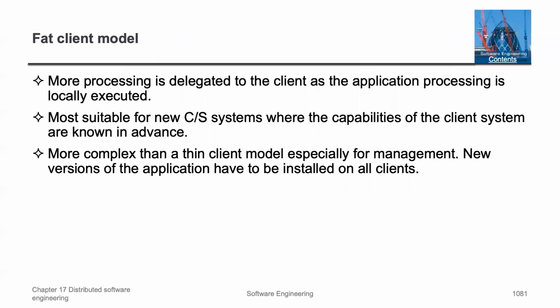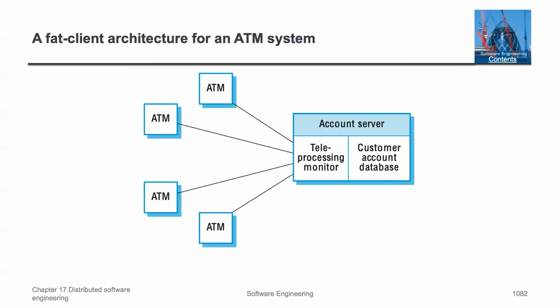For the fat client model, more processing is delegated to the client as the application processing is locally executed. This is most suitable for client server systems where the capabilities of the client systems are known in advance. It is more complex than the thin client model, especially for management. New versions of the applications have to be installed on all clients as a result.